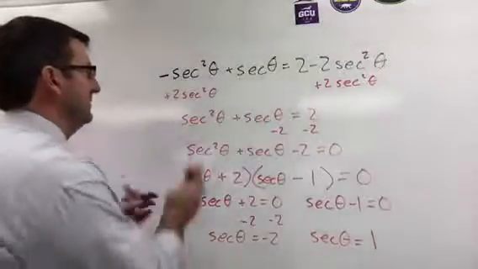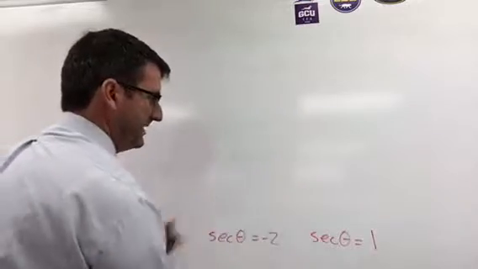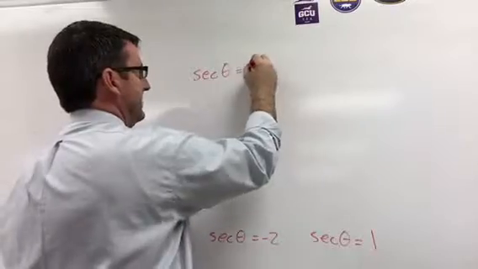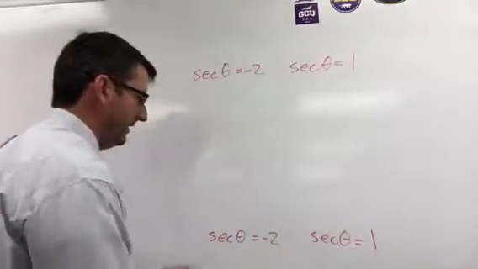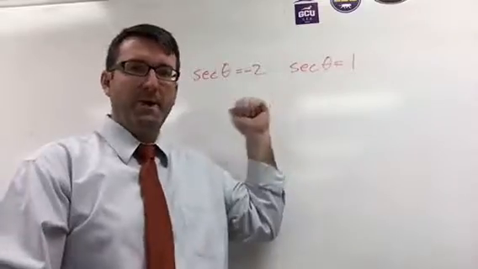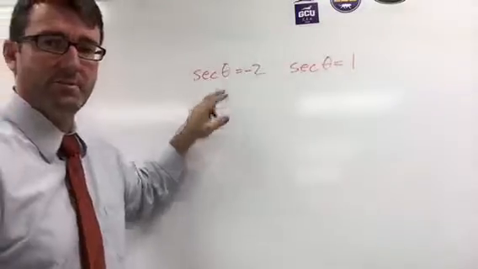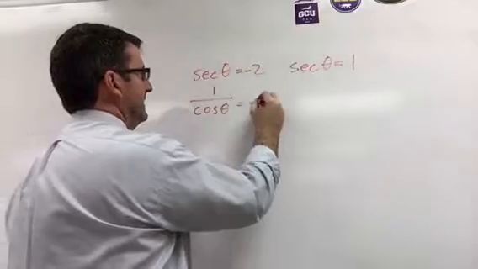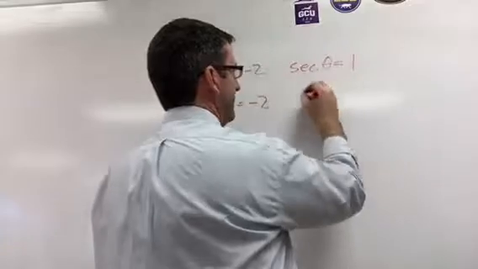All right, now let me make some room here. And we'll transfer these up to the top. So we get secant theta equals negative 2 and secant theta equals 1. All right. Now, since secant is not on your unit circle, we want to turn this into sine or cosine. So secant is the reciprocal of cosine. So let's write that there. 1 over cosine is equal to negative 2. So we've just replaced secant with 1 over cosine. And over here we'll do the same thing with this secant.